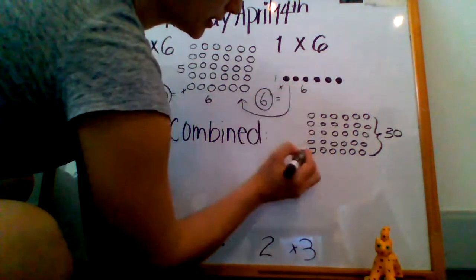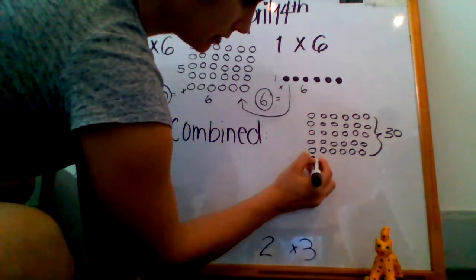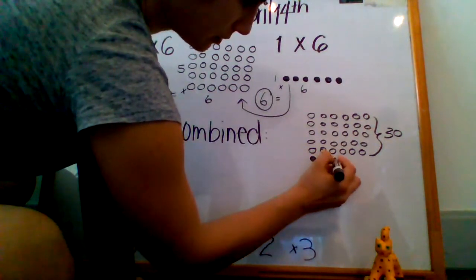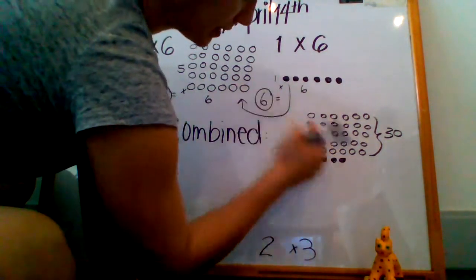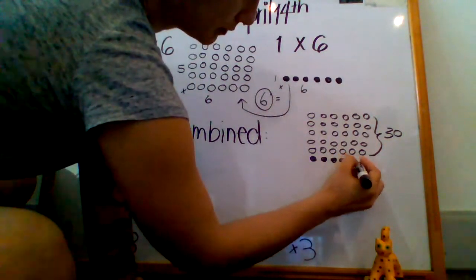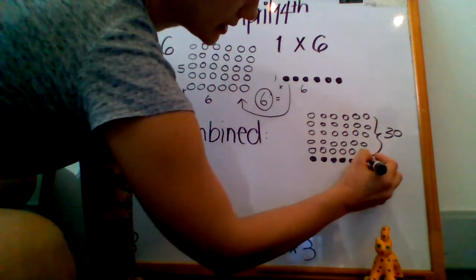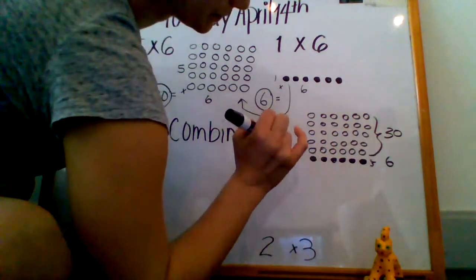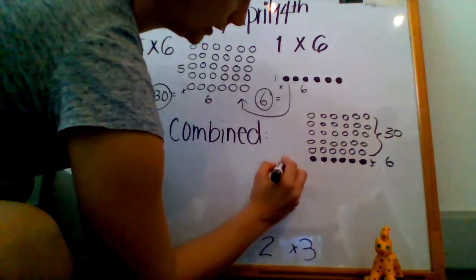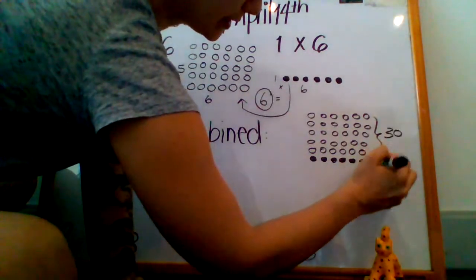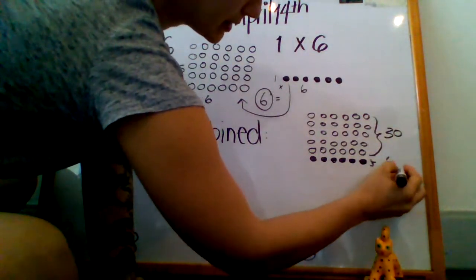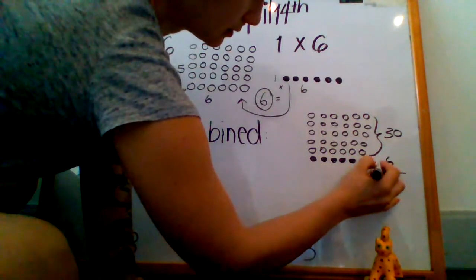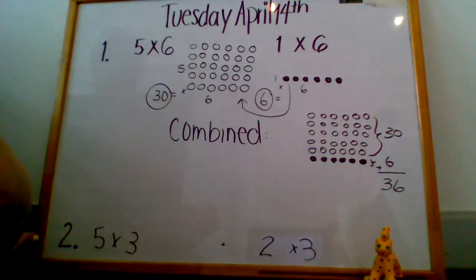Okay, now I'm going to put this one at the bottom like I said I would. It's just 1 row of 6. So 1 by 6, sorry. 6. Okay, and we decided that that just equals 6. So now I'm going to add these two together. 30 plus 6. What did you get? I got 36.